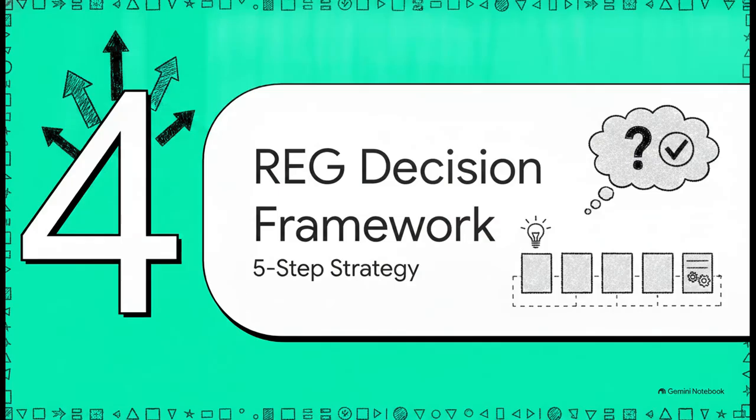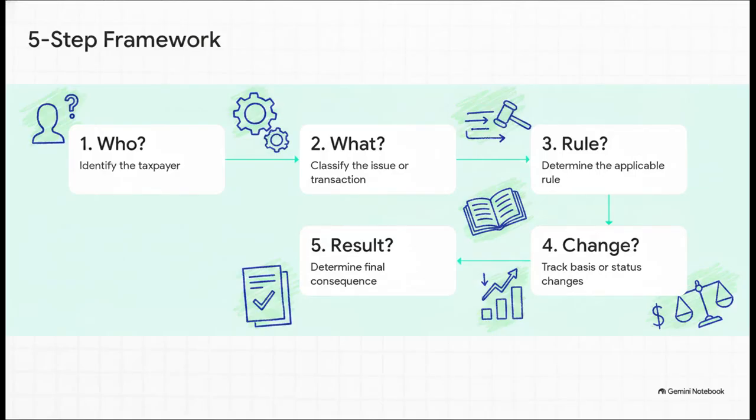Section 4. REG Decision Framework. 5-step strategy. To execute effectively, you need a concrete strategy. This is a definitive 5-step cognitive framework used to deconstruct any REG problem. First, who is the taxpayer? Second, what issue or transaction is involved? Third, what rule applies? Fourth, what basis, amount, or legal status changes? And fifth, what is the final tax return or legal consequence? Applying this sequence consistently prevents you from jumping to conclusions before fully analyzing the facts.